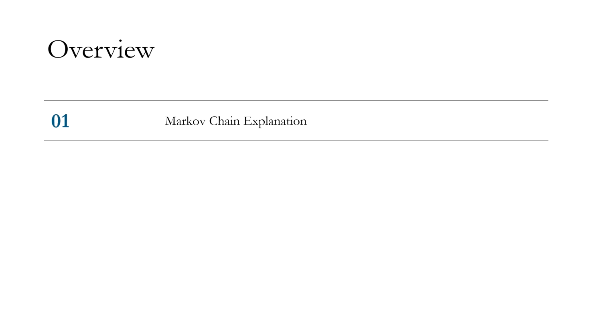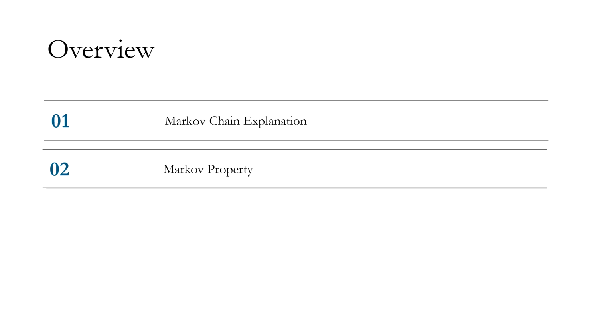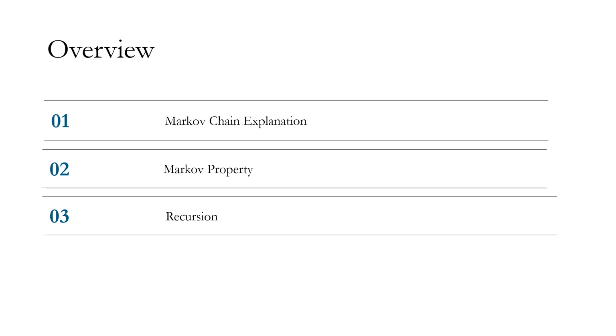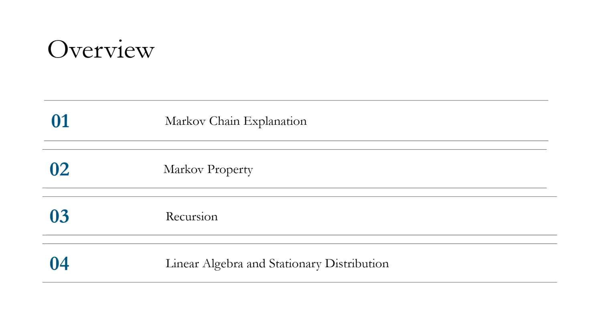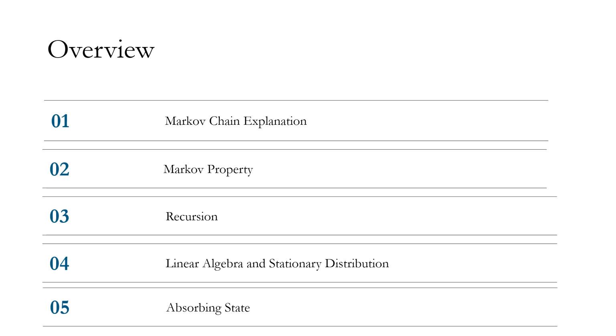So here's a tentative overview of what I'm going to be talking about. I'm going to be giving a brief explanation of the Markov chain. I'm going to be talking about the Markov property. I'm going to be talking about the idea of recursion and also linear algebra and the stationary distribution. And then finally, I'm going to be talking about something called the absorbing state. And I'll be tying all of these ideas into some examples as well.